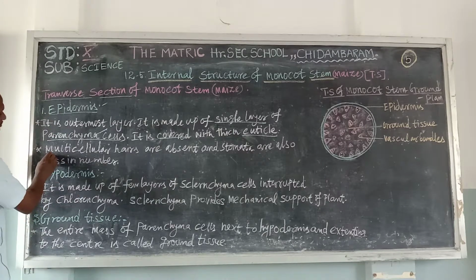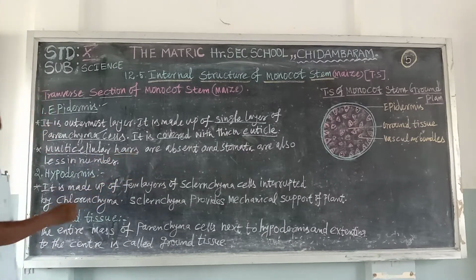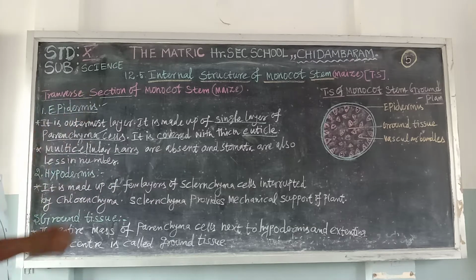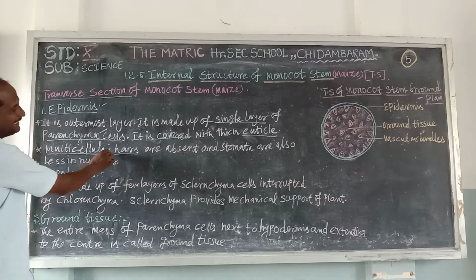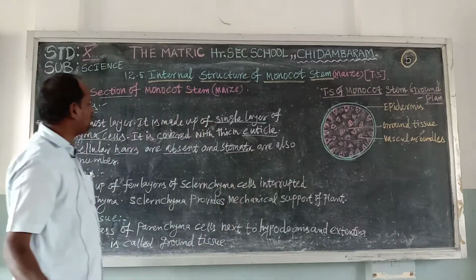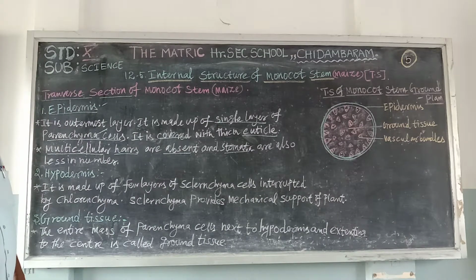In some plants, multicellular hairs are present on the cuticle. The cuticle is a single layer. In the monocot stem, for example maize, multicellular hairs are absent, and stomata are also less in number. Some plants have stomata present, but here they are absent or less in number.